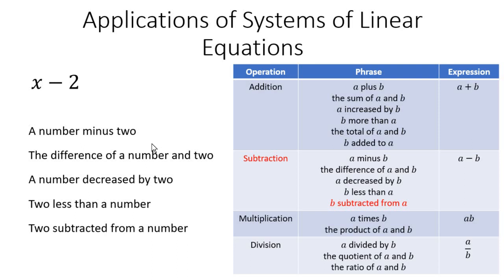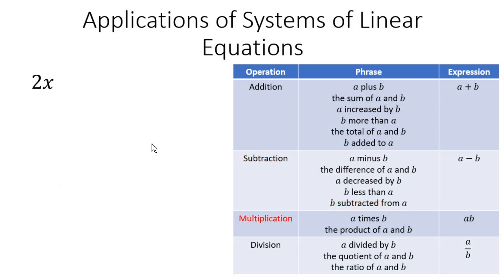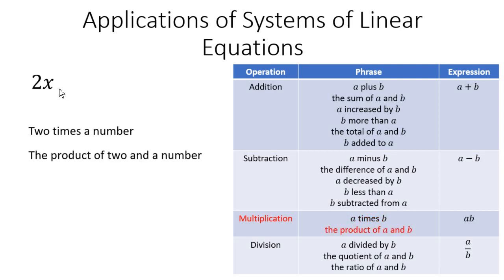All right, now let's take a look at multiplication. Multiplication, 2 times x. 2 times a number is representing 2 times x, 2x. You could also say twice a number. The product of 2 and a number is represented as 2 times x. And like I said, 2x can also be said as twice a number. 3x would be 3 times a number, and so forth.